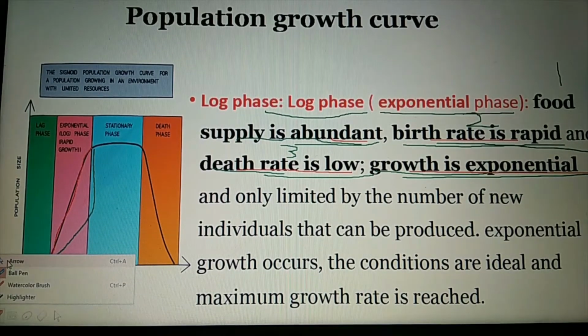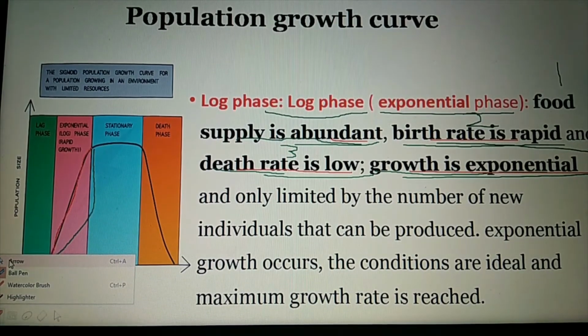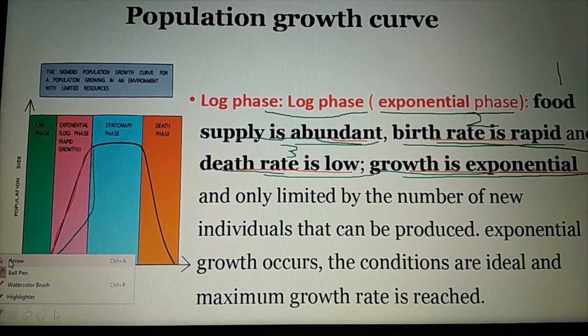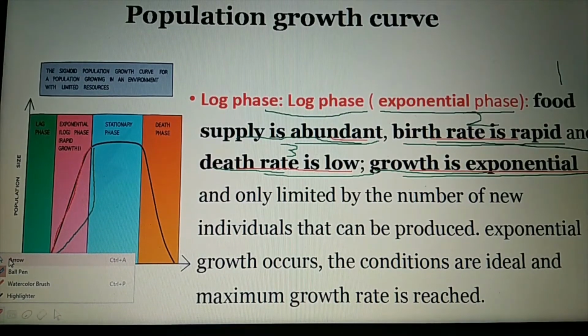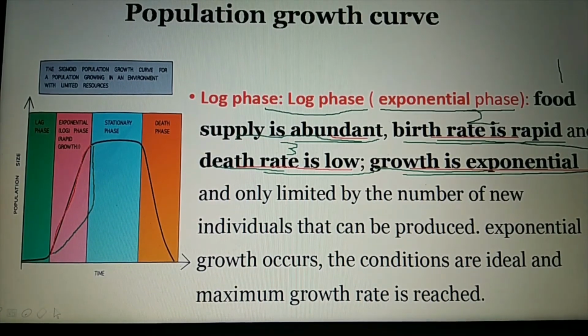Okay, so if the question says in which phase of the growth curve is there a rapid birth rate, or in which stage or which phase of the population growth curve do we have a very high birth rate, then you know that it is the exponential phase.